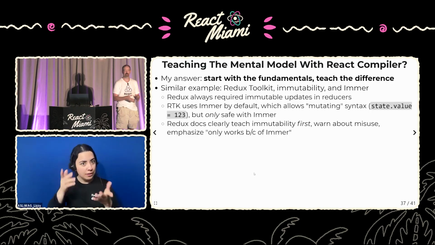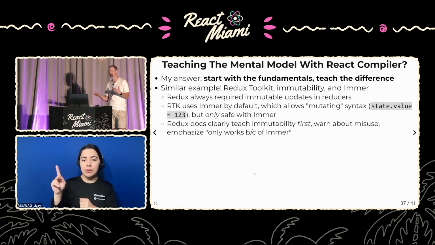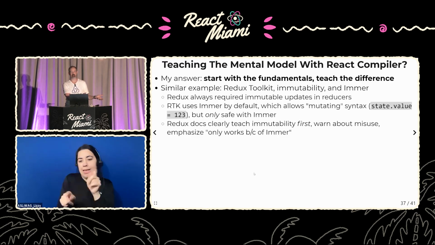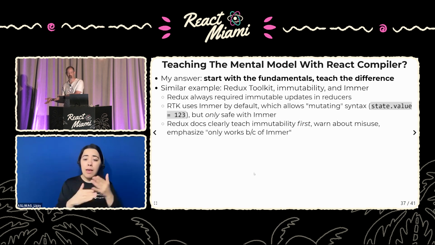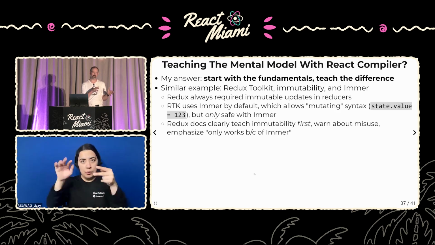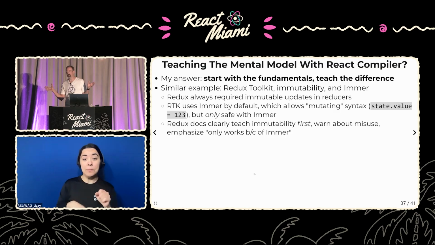Start with the fundamentals. We had the exact same issue with Redux Toolkit. Redux has always relied on immutability. You have to make immutable updates in your reducers. And we switched from handwritten spread operators and reducers early on to using the immer library for immutable updates in Redux Toolkit. And with immer, you write code that looks like it's mutating, but immer actually makes it safe, but it is kind of magic under the hood. So we have the exact same problem with Redux.